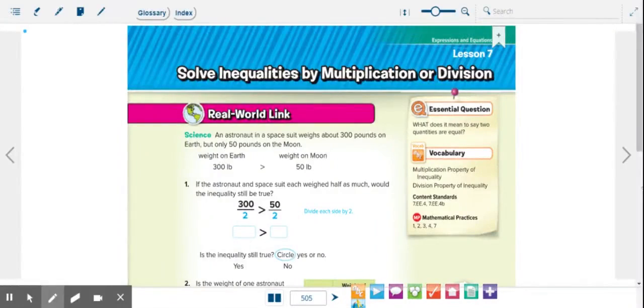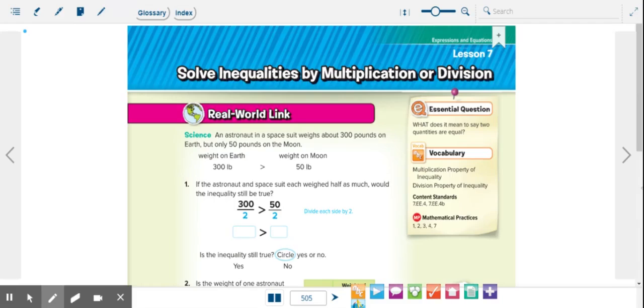This week we are going to learn how to solve inequalities by multiplication or division. This can be found in your textbook. This is lesson 7. It starts on page 505. We're going to look at the real-world link to see how using inequalities can solve real-world situations.